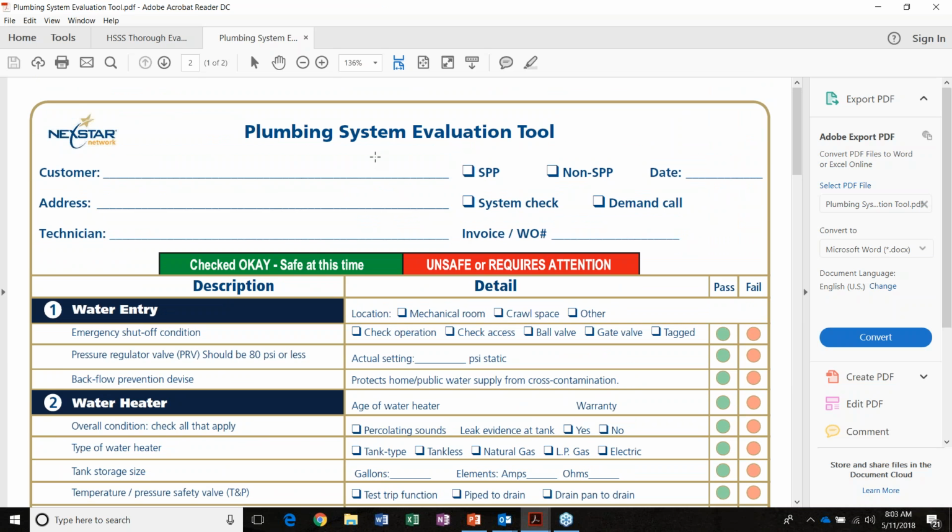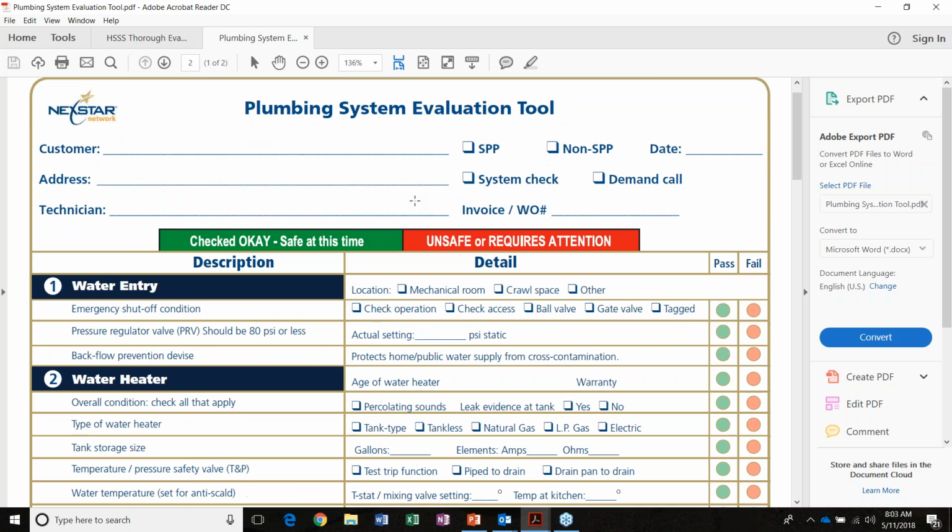So the plumbing system evaluation tool gives you some information. Of course, you'll personalize this for your own business, put your logo on there and all this type of stuff. But you've got blocks. Is this a service partner plan or a non-service partner plan? Is it a system check? Is it a demand call? What type of call is this? And again, it doesn't matter if it's an SPP or non-SPP, demand call or system check. This tool is a fantastic tool to use at both times.